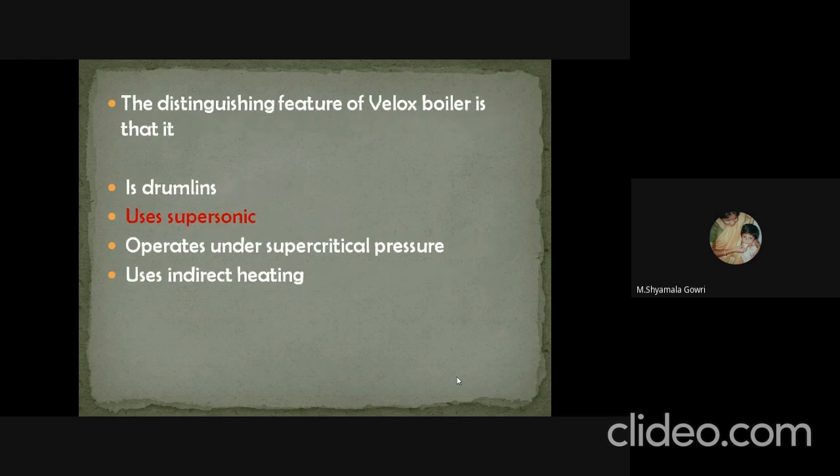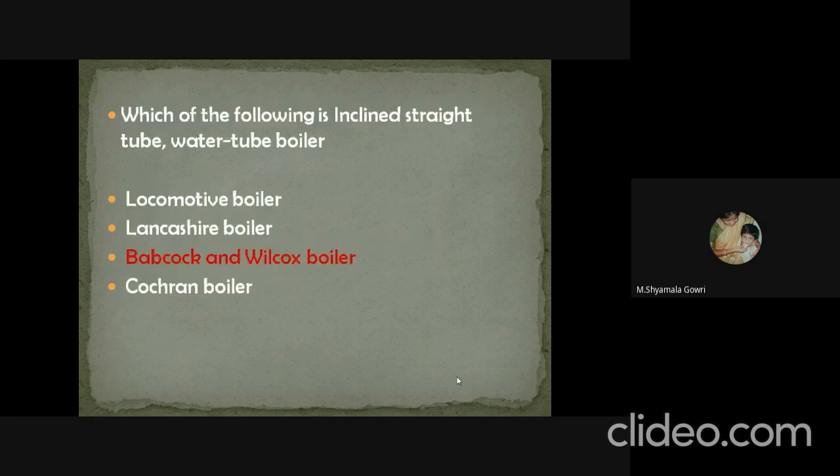The next question: the distinguishing feature of Velox boiler is that it uses supersonic flow. Which of the following is an inclined straight tube water tube boiler? We have four boilers given. In that, the inclined straight tube water tube boiler is Babcock and Wilcox boiler.